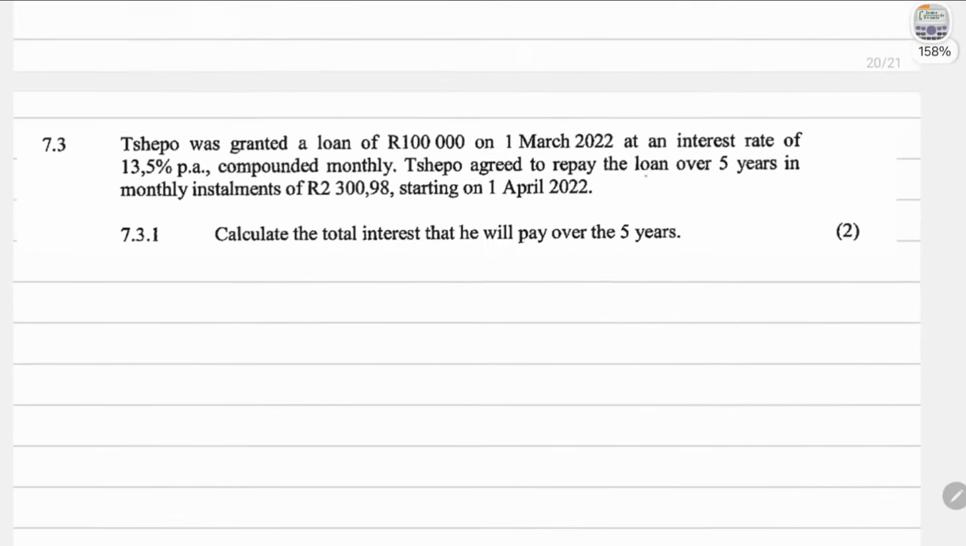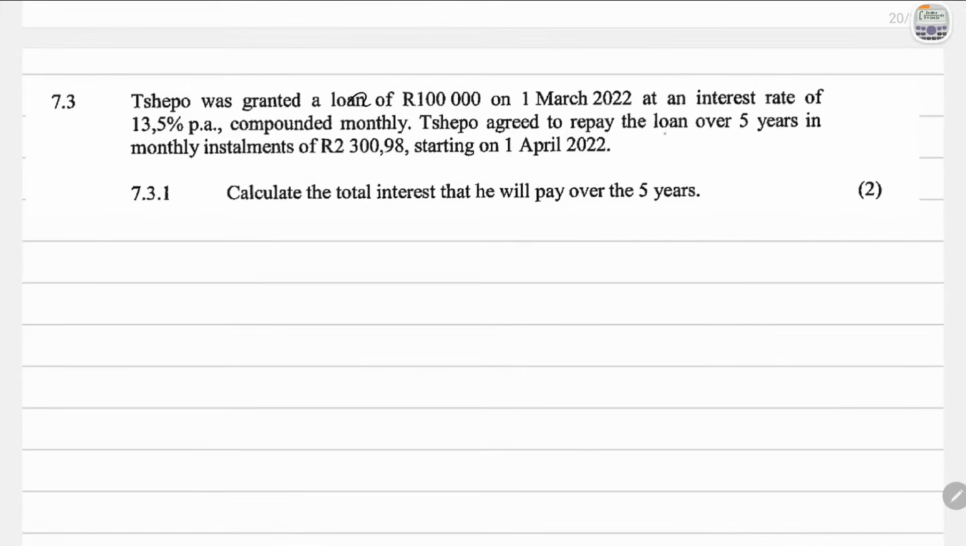Okay, 7.3 says, Tipo was granted a loan of 100,000 on the 1st of March 2022 at an interest rate of 13.5% per annum compounded monthly. Tipo agreed to repay the loan over 5 years in monthly installments of, okay, so they're already given us the monthly installments. They told us the loan amount, the interest, and how long it was. So they've given us everything here. And then they say starting on the 1st of April 2022. And the first question is, calculate the total interest that he will pay over the 5 years.